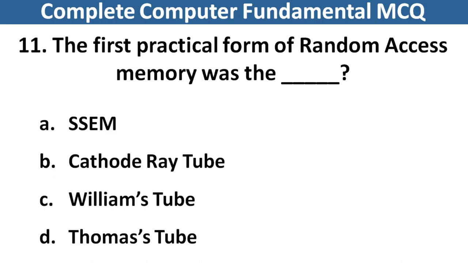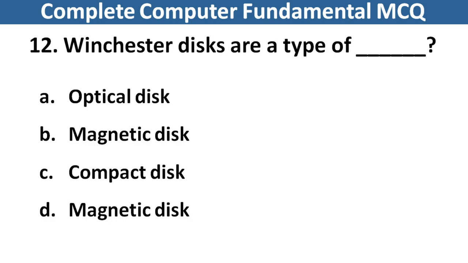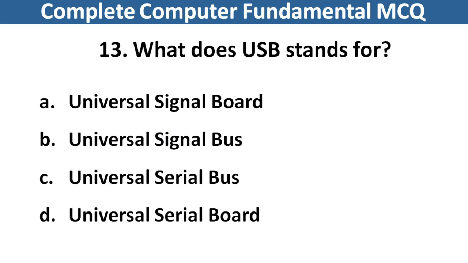Next question, the first practical forms of random access memory was the dash dash. Right answer is option C, Williams tube. Next question, Winchester's discs are a types of dash dash. Right answer is option B, magnetic disc. Next question, what does USB stands for? Right answer is option C, universal serial bus.